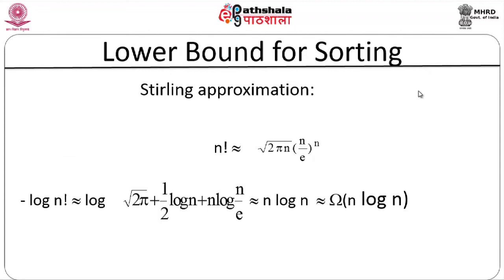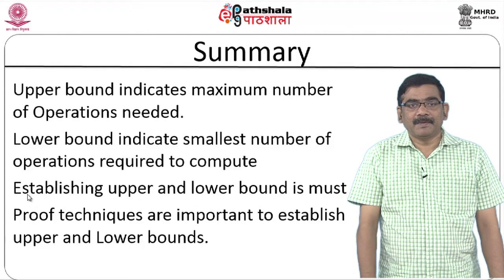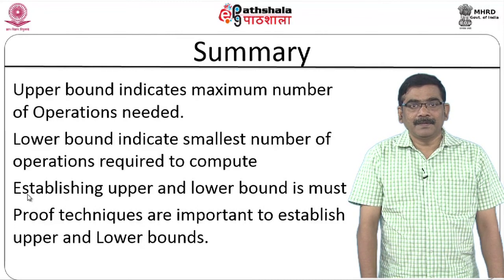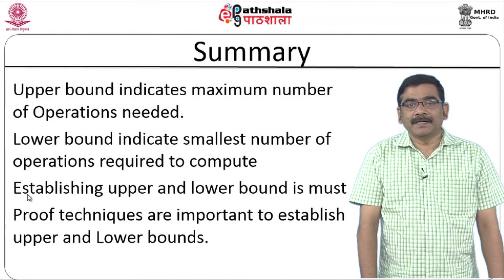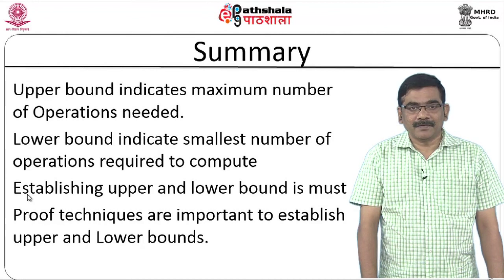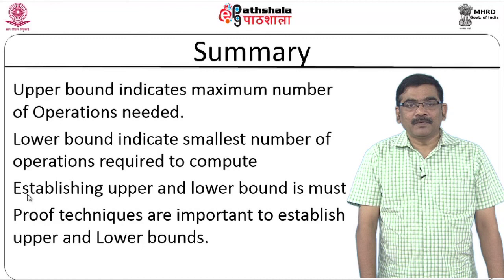In summary, we can say that the upper bound indicates the maximum number of operations and the lower bound indicates the smallest number of operations. Establishing upper and lower bounds is a must for computational complexity, and lots of proof techniques are there, and the decision tree is one of the most popular methods for getting the proof of lower and upper bounds. So, in this module we talked about the upper and lower bound.